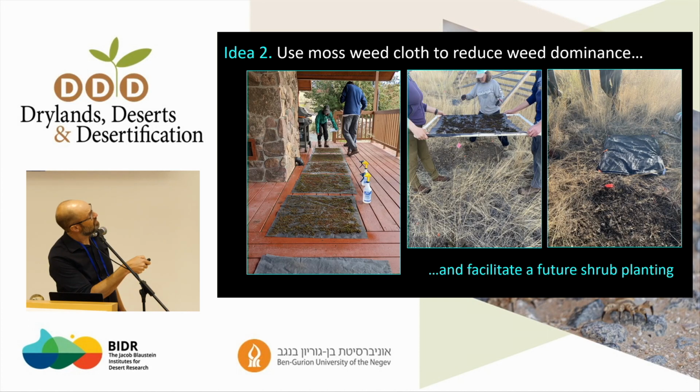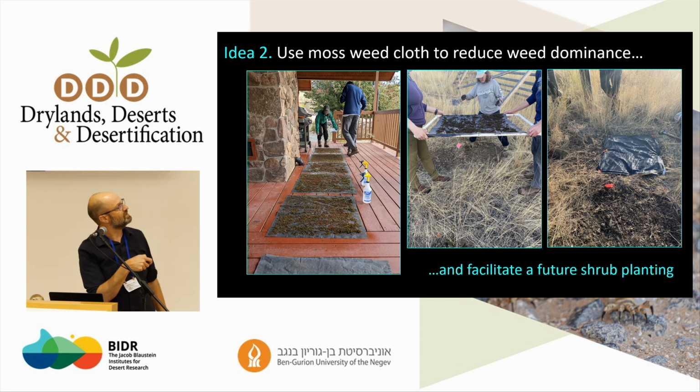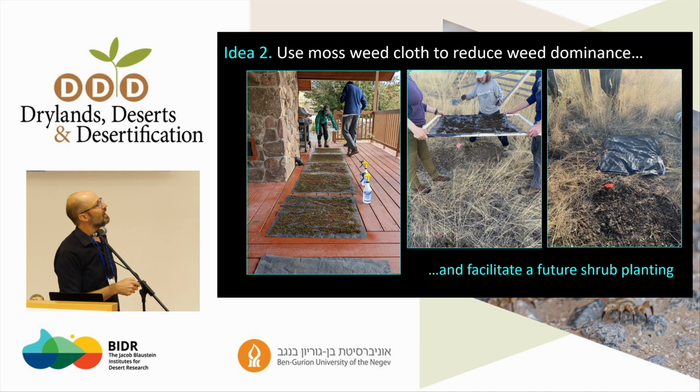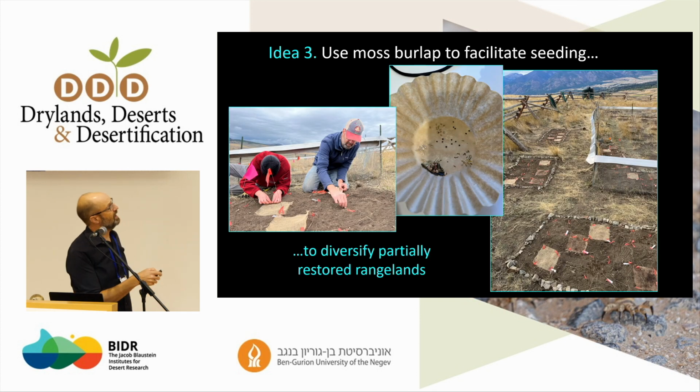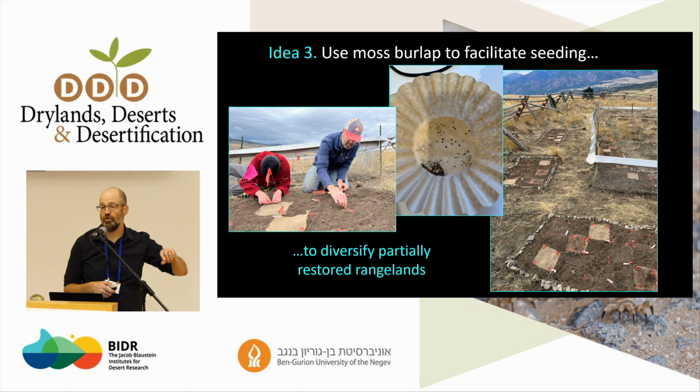Another idea, use squares of weed cloth like this. Clear the weeds, use the weed cloth to suppress the weeds, thank you, and facilitate a shrub planting, eliminate the competition. And then idea 3 is using pieces of our moss burlap to facilitate seeding by seeding grasses and forbs underneath the cloth and helping to diversify a partially restored site.